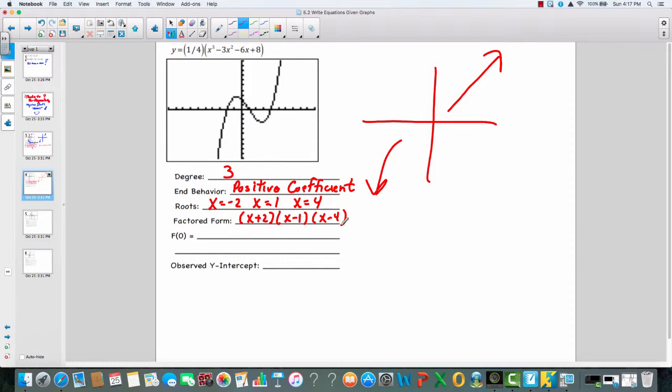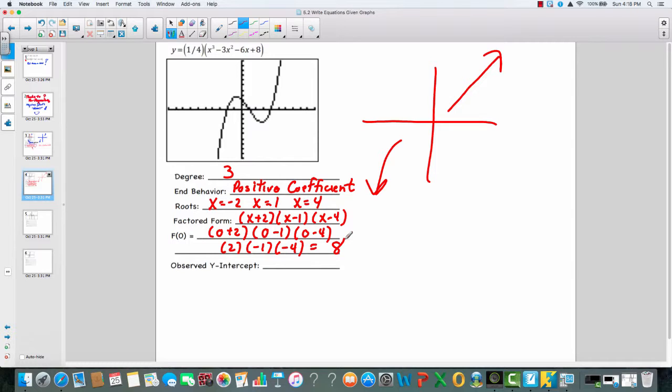Based on this factored form, what would our y-intercept be? What would we expect it to be? So we plug in 0 for x, because that's where the y-intercept would be. So we have 0 plus 2, just like the last time, 0 minus 1 times 0 minus 4. That is 2 times -1 times -4. Okay, again, positive 8. What's the observed y-intercept?